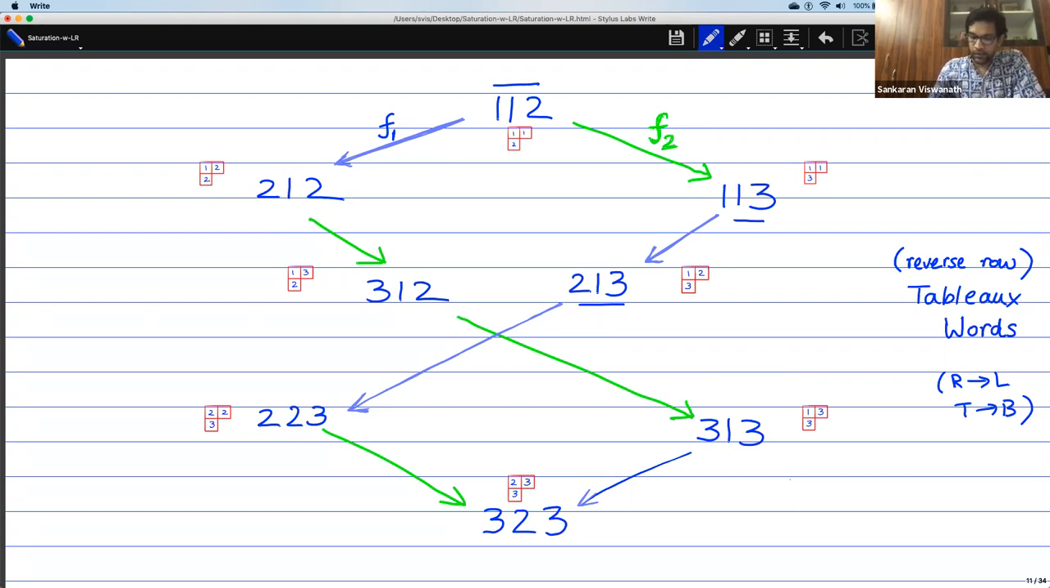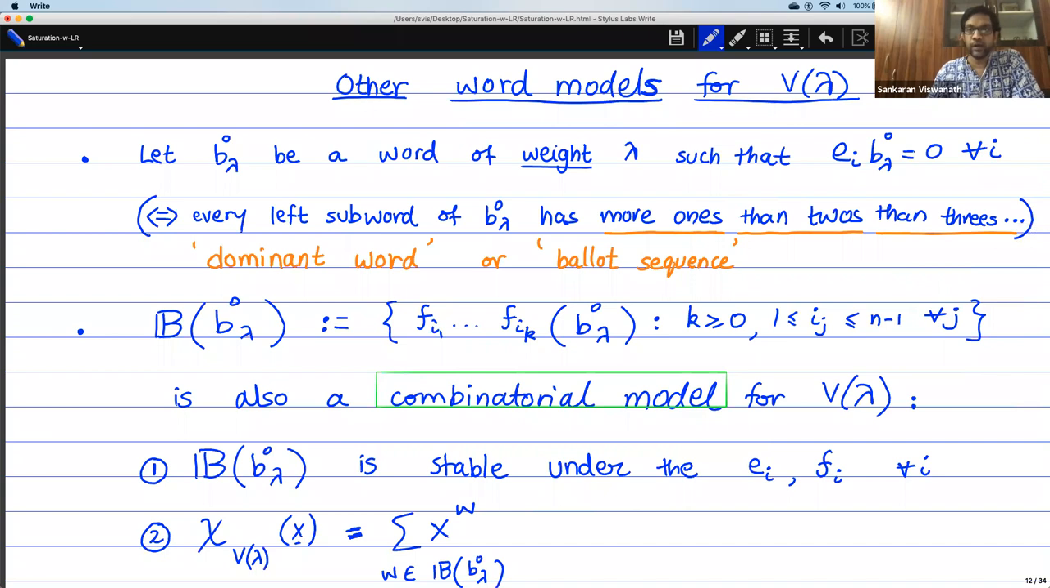Now, once you expand your worldview to words rather than tableaux, it opens up the possibility of constructing other combinatorial models, which are not tableaux, but rather more general words. So there are other word models for V-lambda, if you wish. What do I mean by that? You need to start with similar ingredients as in the tableau case. If I start with V0 lambda, instead of the superstandard tableau or the superstandard word, it's fine to start with any other word whose weight is lambda.